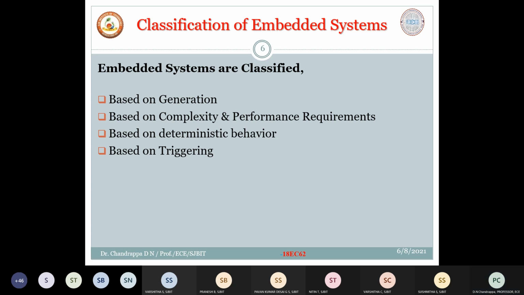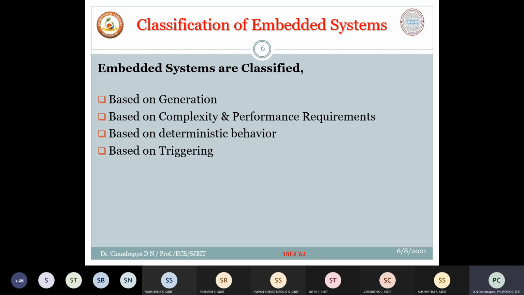Then the third classification is deterministic behavior. Any real-time system will be deterministic. Either it may be deterministic or non-deterministic. If it is deterministic, you can go for a real-time system. In a real-time system, it may be a soft real-time system or a hard real-time system.